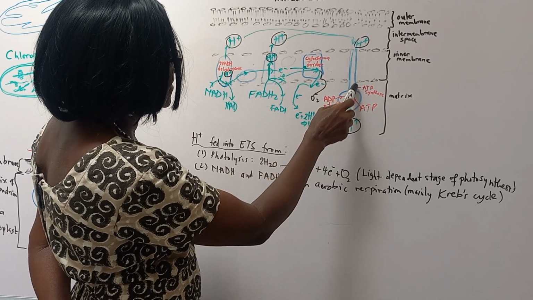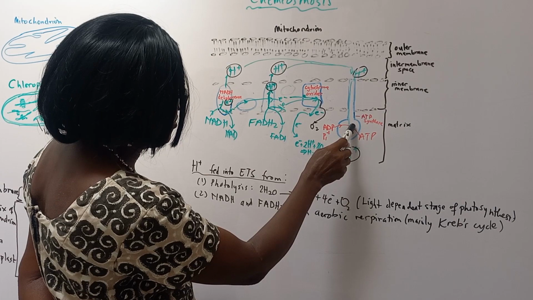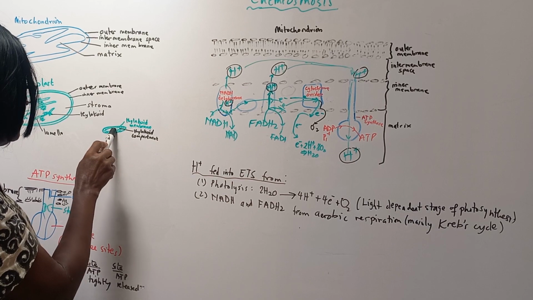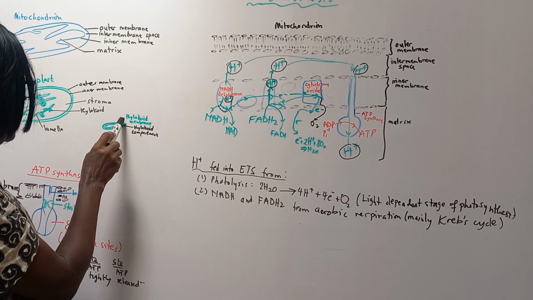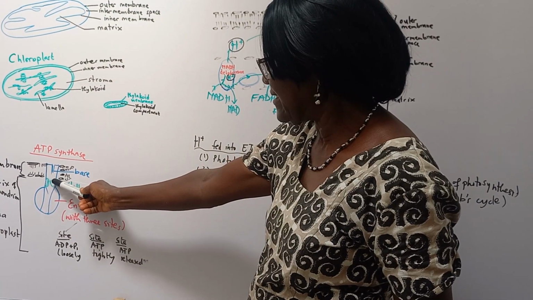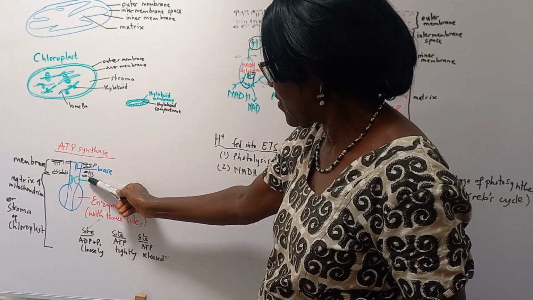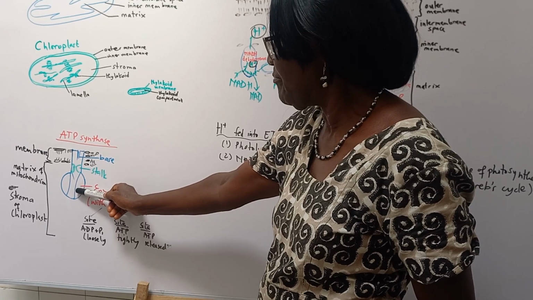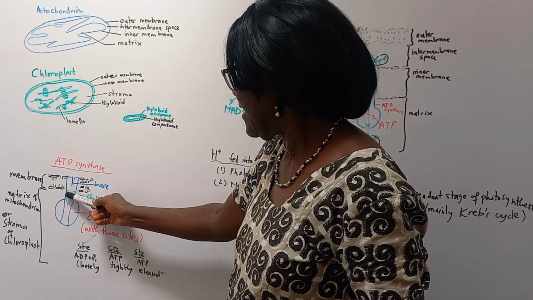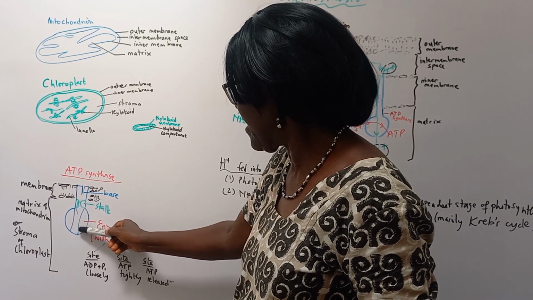Now, ATP synthase, part of it is in the membrane and part of it is in the matrix of the mitochondrion. In the chloroplast, part of the ATP synthase is in the membrane and part of it is in the stroma. Now, the part of the ATP synthase that is in the membrane is called the base. Then it has a part called the stalk. Then this part is the enzyme part. Now, as the hydrogen ions pass through, the stalk is a protein that rotates to allow the hydrogen ions to pass through. Now, as the hydrogen ions pass through, energy is produced.